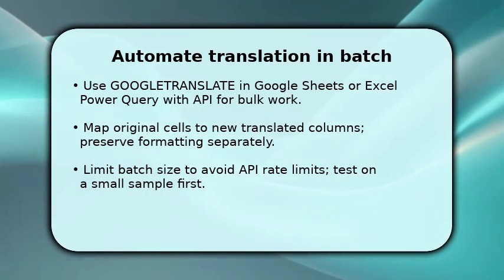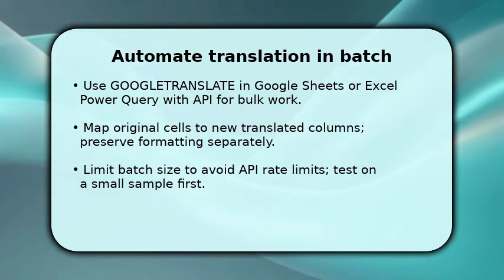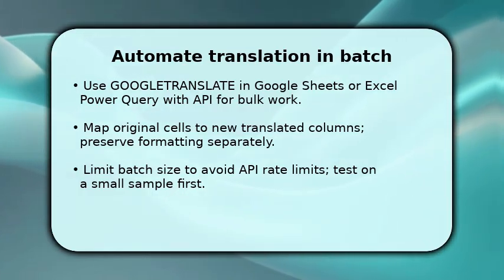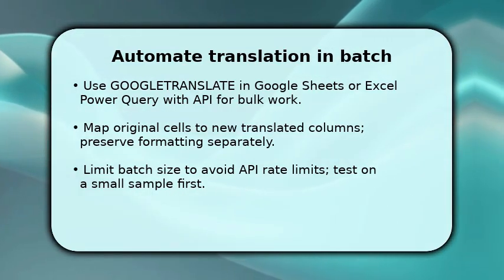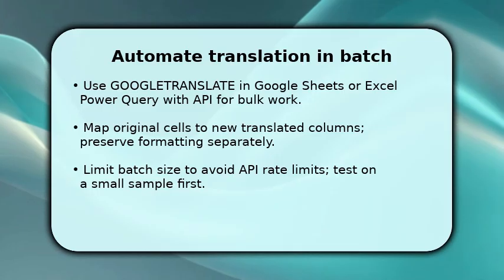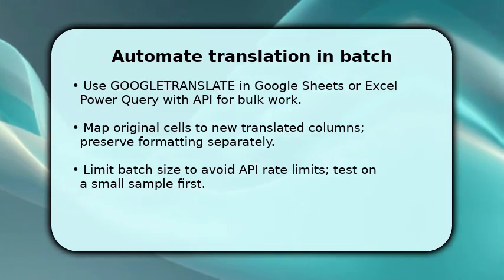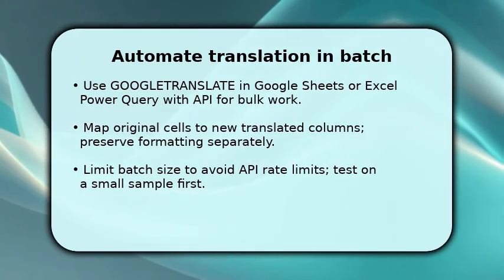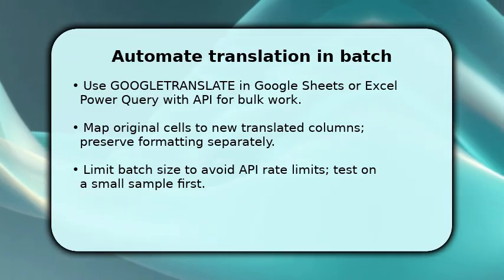If you can use Google Sheets, apply Google Translate formulas to mapped columns. Otherwise, use Excel Power Query or a simple VBA script that calls a translation API. Make sure you create new columns for translations so originals stay intact, and preserve formatting by copying styles after translation.